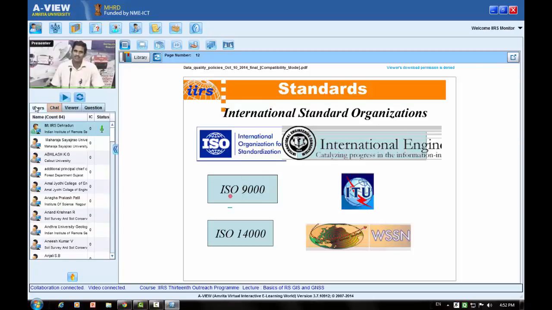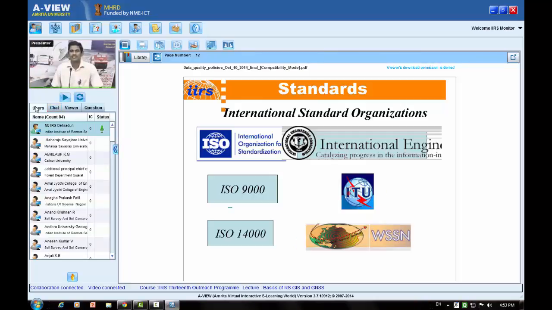Suppose you take ISO 9000, it talks about a product and the process involved in that. If you talk about ISO 14000, it is environmental parameters, environmental standards. Another is W3C, the World Wide Web Consortium, which talks mainly about web standards.